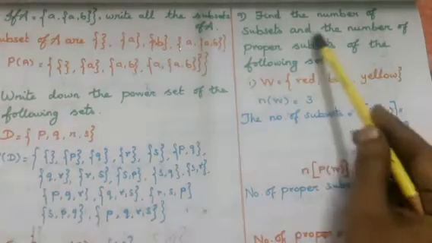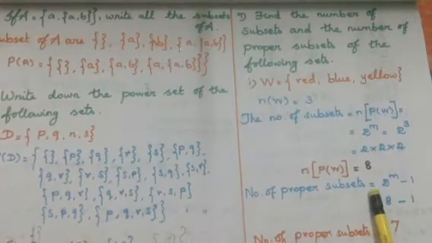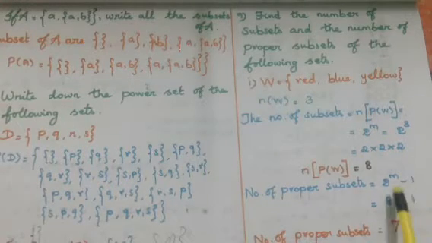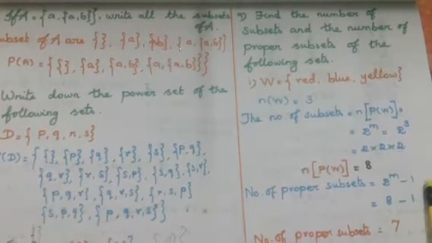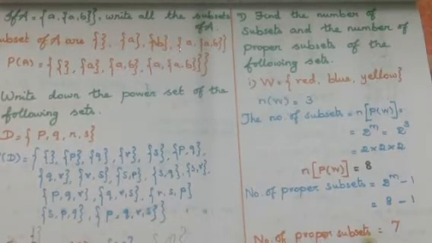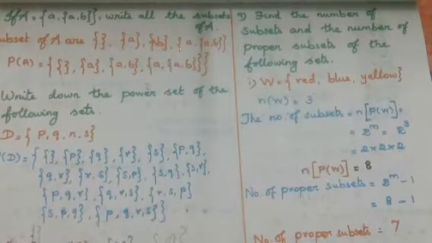Now we find the number of proper subsets. Number of proper subsets means only one element is removed. Therefore 2 power m minus 1. 2 power m value we already got, 8. Therefore 8 minus 1 is 7. Number of proper subsets is 7. Okay.